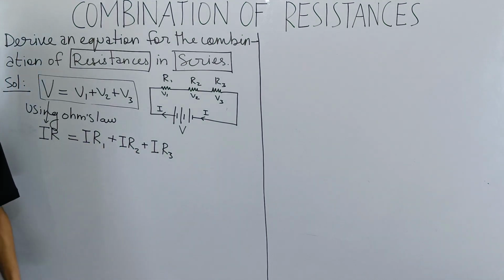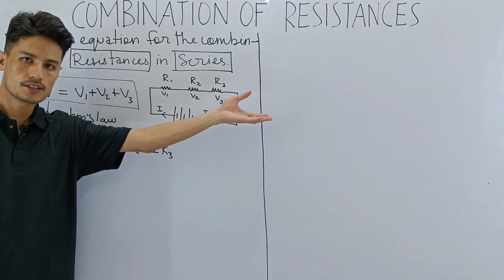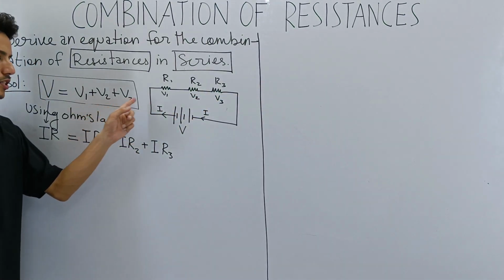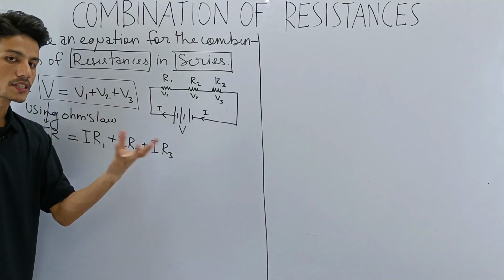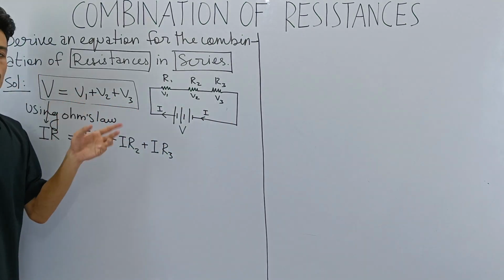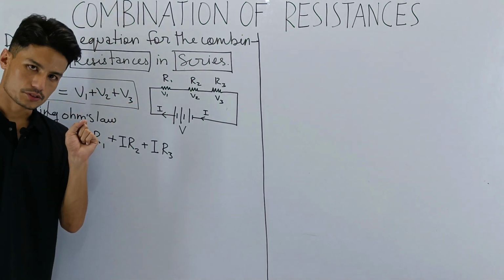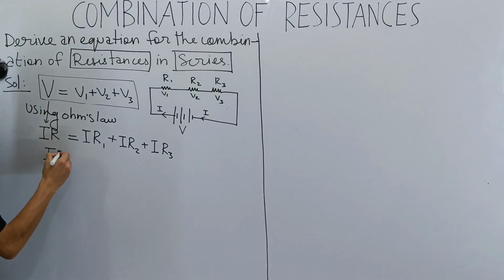If they got divided, I'll be writing I1, I2, I3, which I will do in parallel, but this is series combination. In series combination, it is potential difference which gets divided. That's why I'm writing V1, V2, V3. The quantity which gets divided, we write in the form of V1, V2, V3, or I1, I2, I3. Understood? So here, nothing to do, just write like this.